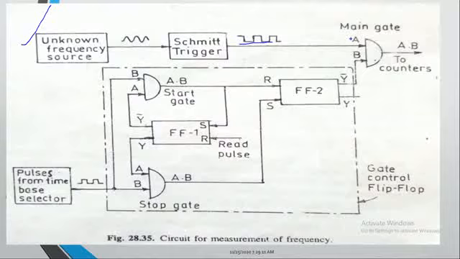It is given as an input to one of the inputs of the AND gate, and this AND gate is acting as a switch. These pulses are fed as an input to the counter block. The pulses are counted by the counter. This is the counter block.